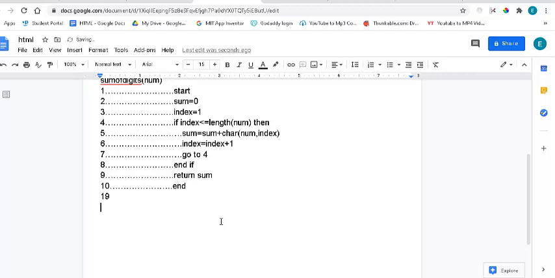So let's write our own algorithm for prime. So I'm going to call it prime, and it takes one parameter n. So again, we start with start.